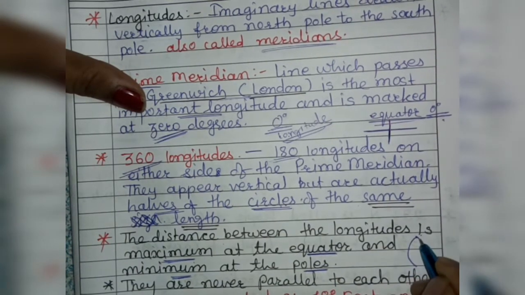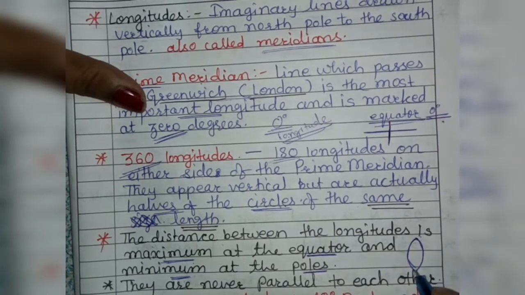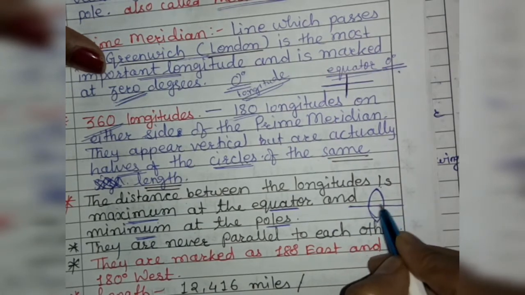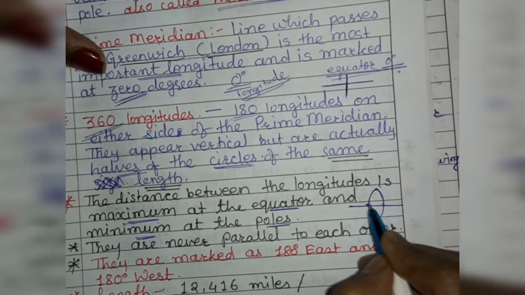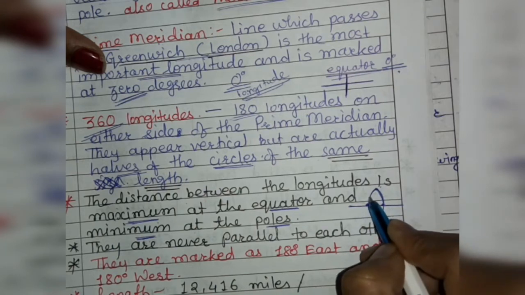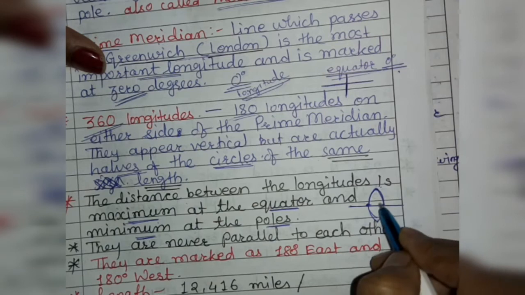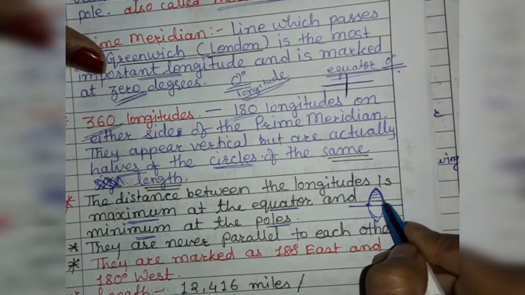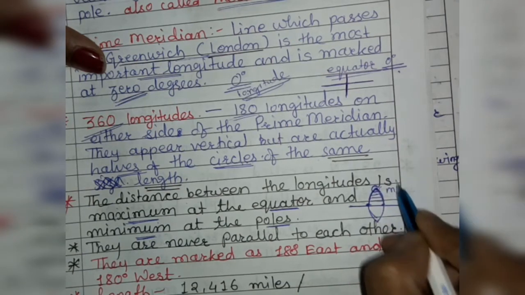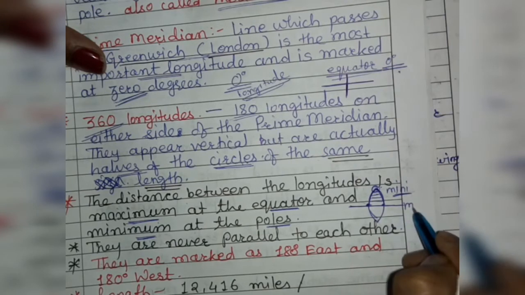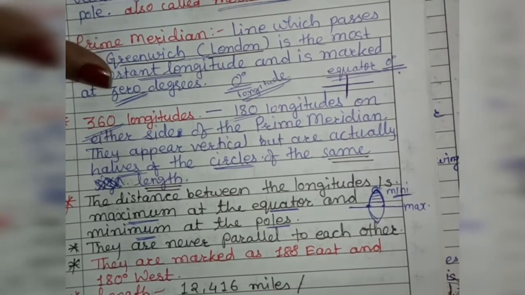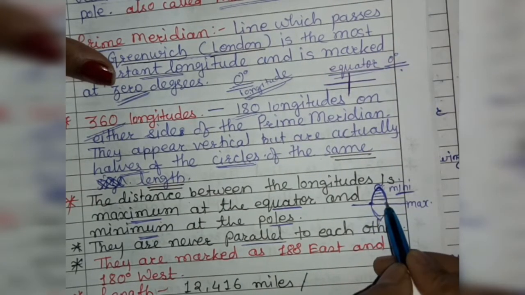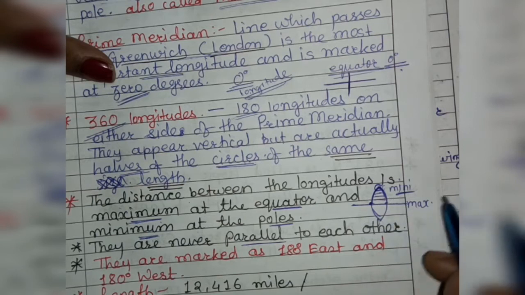So we can see it like this. Suppose these are two longitudes. This is the equator, so the distance at the equator is the maximum, and as you go towards the pole, this distance is decreasing, and at the pole it is the minimum distance. They are never parallel to each other.